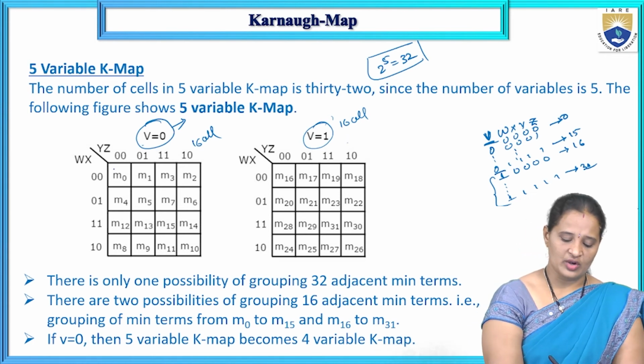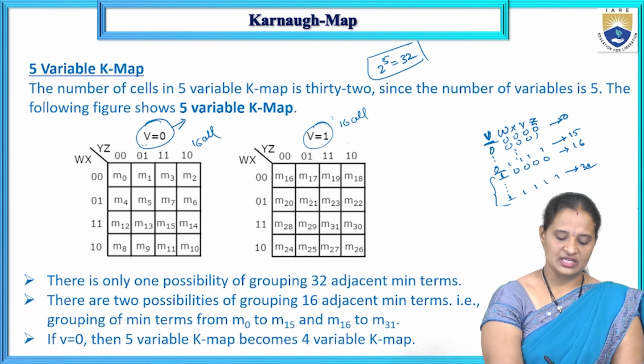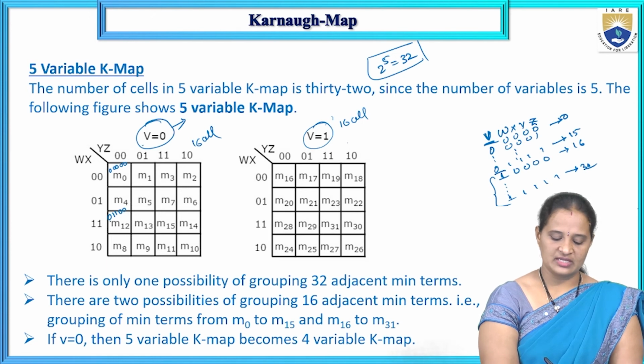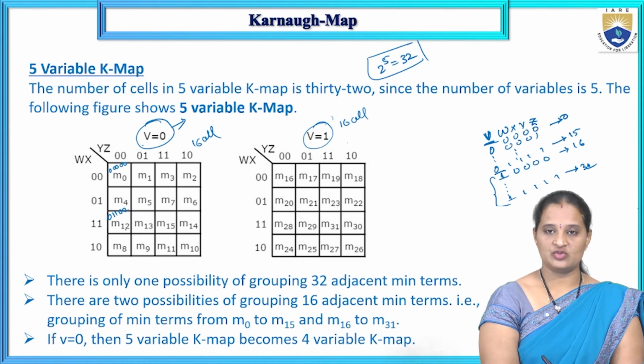So what is the binary equivalent of this? This is 0, 0, 0. This WX value is 0, 0 and YZ value is 0, 0. So this is the binary equivalent. Similarly, I can write the binary equivalent of this one. V is 0, WX value is 1, 1, and YZ value is 0, 0. So what is the decimal equivalent of this one? 1, 1, 0, 0, which is 12, M12.